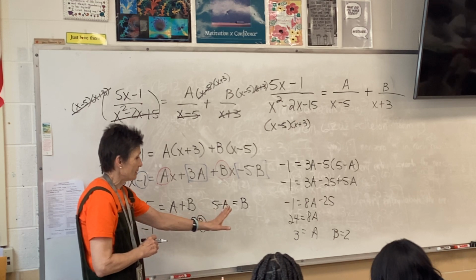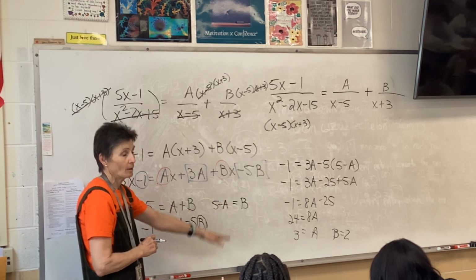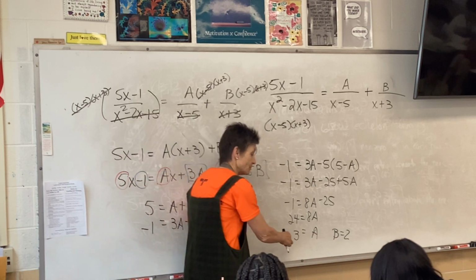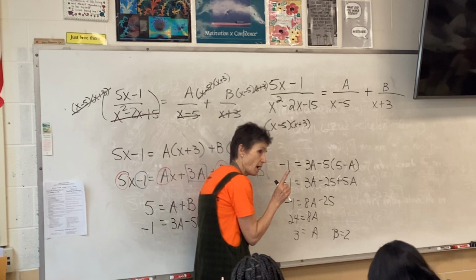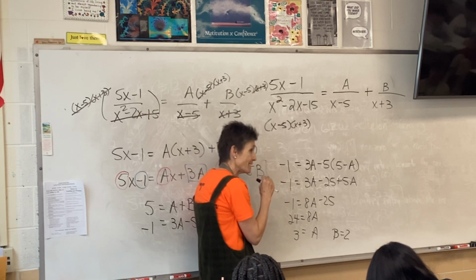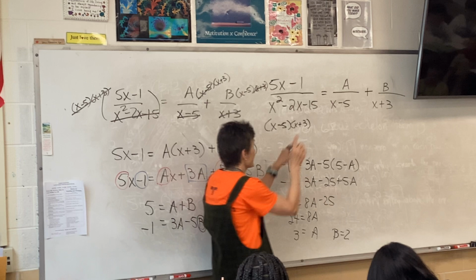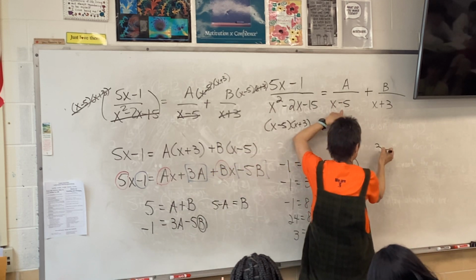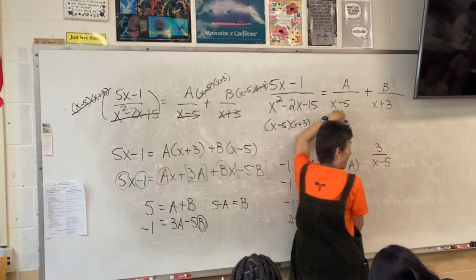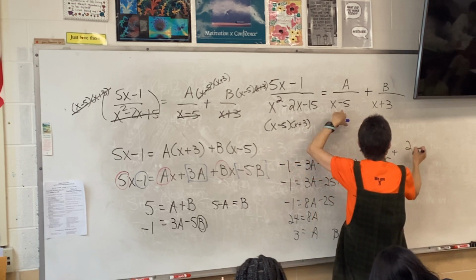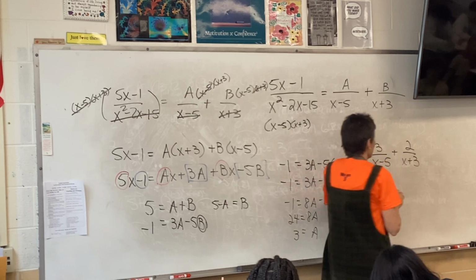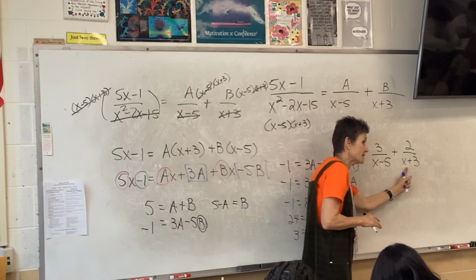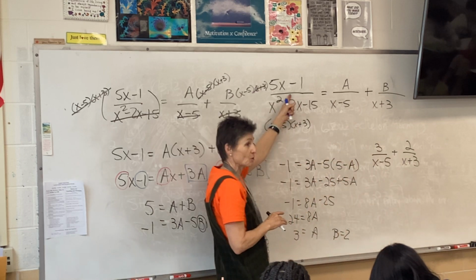So, anybody else get A equals 3? Okay. So, my answer is not this. Don't stop here. What was your job? Your job was to find the partial fractions. These are the partial fractions. So my answer is 3 over x minus 5 plus 2 over x plus 3. Those are the partial fractions. If you added these together, that is what you're going to get.